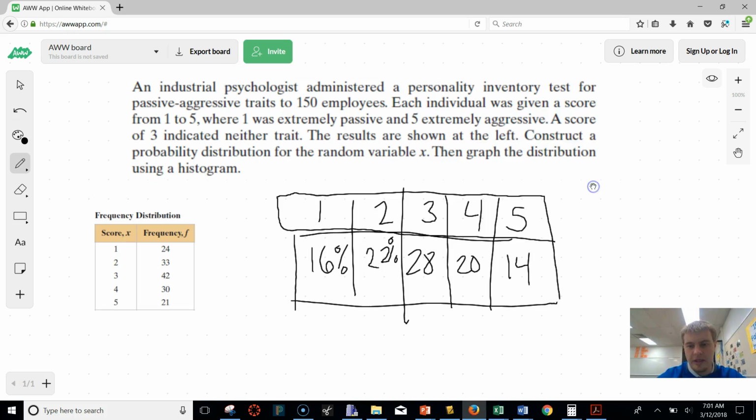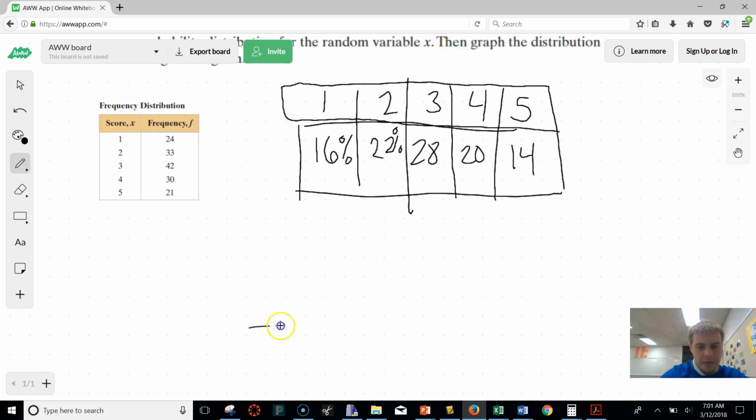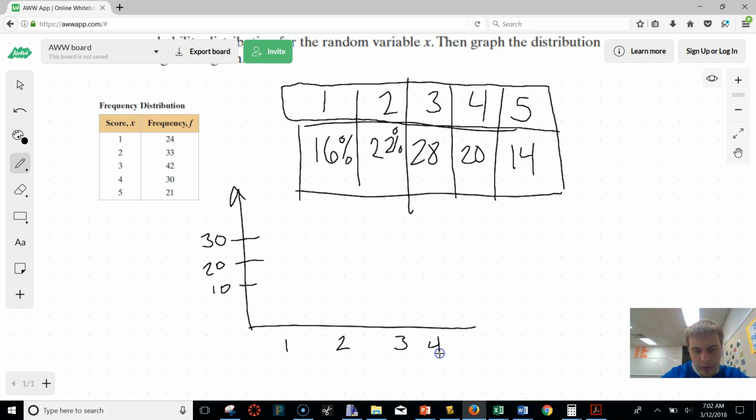And now if we wanted to make a histogram, that would be easy enough to do. We made that in the second chapter with all the histograms. So this would be like 10%, 20, 30. I guess we don't go past 30. So then 1, 2, 3, 4, 5. And 1 would be up here about halfway in between.